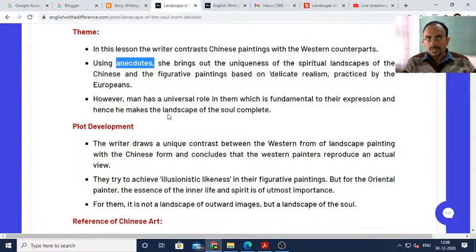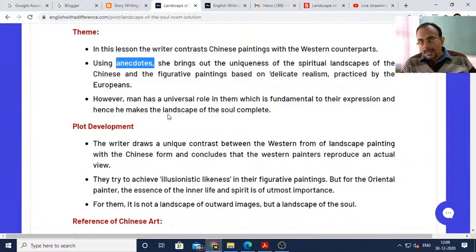Landscape of the soul means that in this particular painting there is life, there is soul. The landscape or the canvas drawn by the painter has the uniqueness of the soul in it, meaning it is lively. So you should not see the painting from the external point of view alone. You should go deep into the very soul of the painting and you shall find that it is something very lively and it has soul in it.